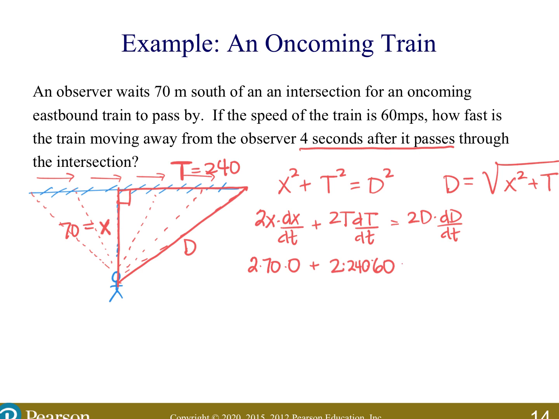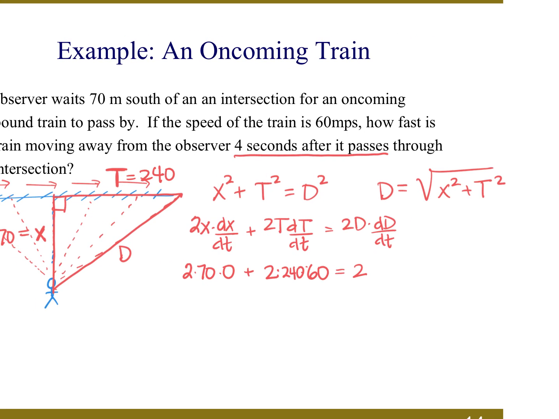All right, and now I need a d. At this moment in time, do I have d explicitly? No. Can I find d? Yes. Using the basic Pythagorean theorem, x squared plus t squared equals d squared, so I can figure out what 70 squared plus 240 squared turns out to be. So that'll be the square root of 70 squared plus 240 squared. Okay, yes, and that is a Pythagorean triple, so it works out to be the nice number of 250.